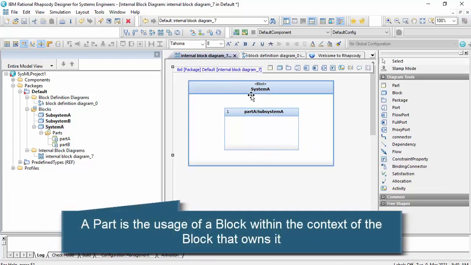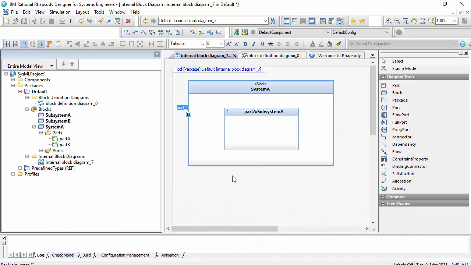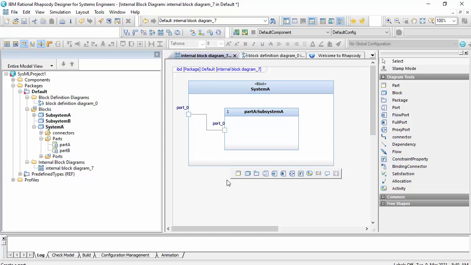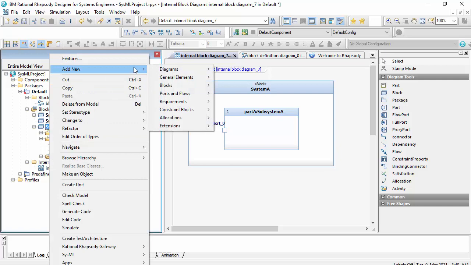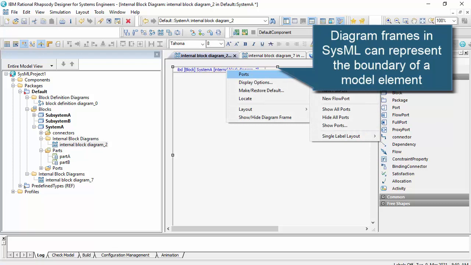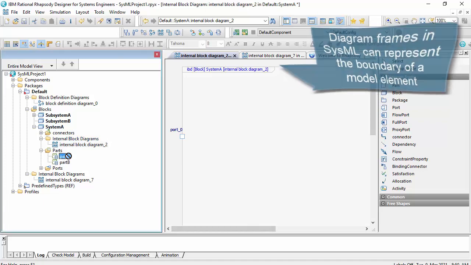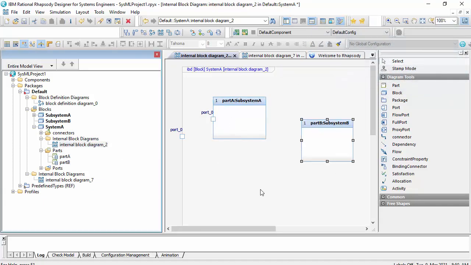But of course, the frame here doesn't represent system A. It doesn't represent anything that's a classifier. So let me just add a port on the boundary here, another port there with a connector. Now, if I create an internal block diagram as a child of system A, then you can see this is an internal block diagram, a block called system A. And that means that the frame represents the block system A, and the things inside that frame then represent parts.